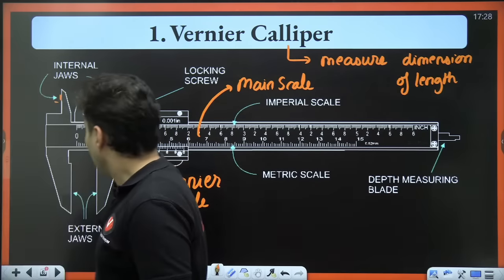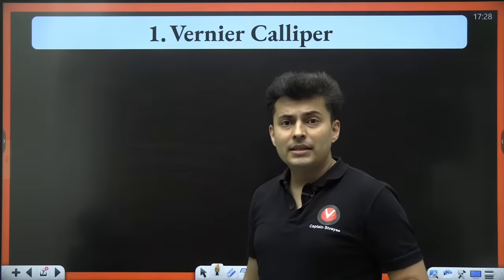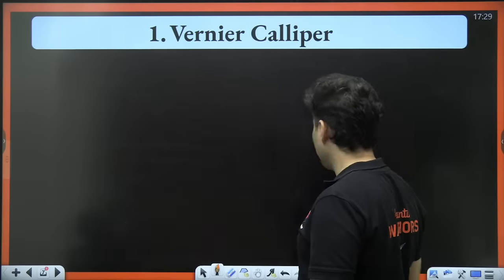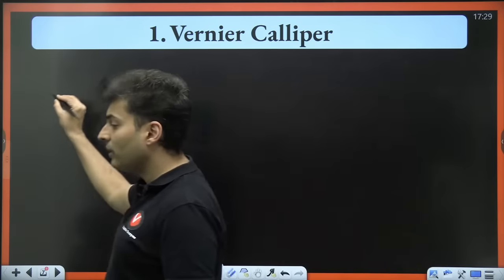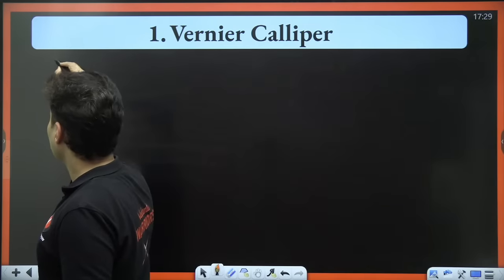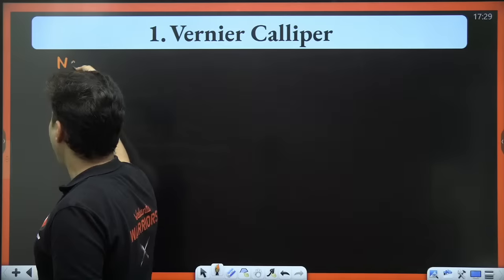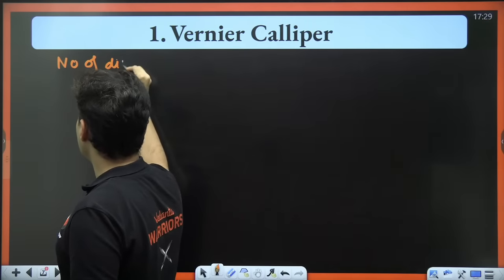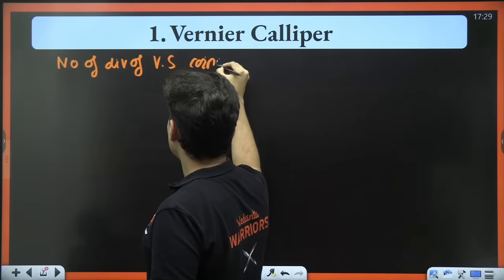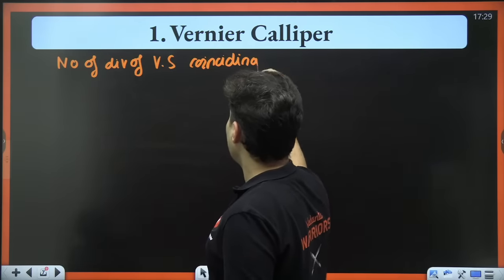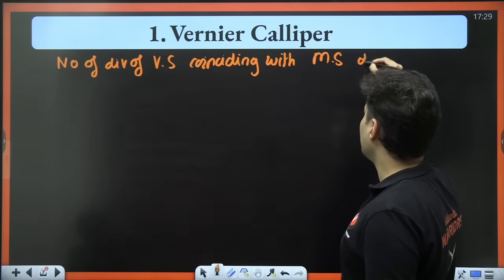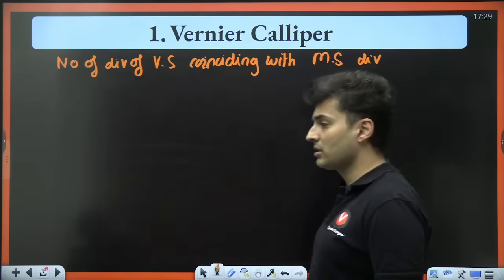Very good. Now, how do you measure the least count? How do you measure the reading? How do you measure the diameter and all these things? Let's have a look at it. First of all, what will be given to you is the number of divisions of vernier scale coinciding with the main scale divisions.